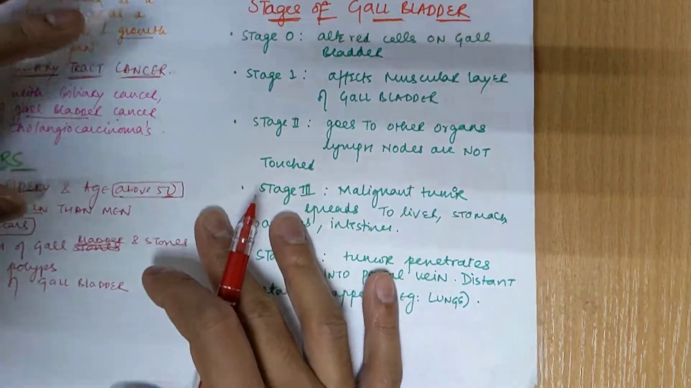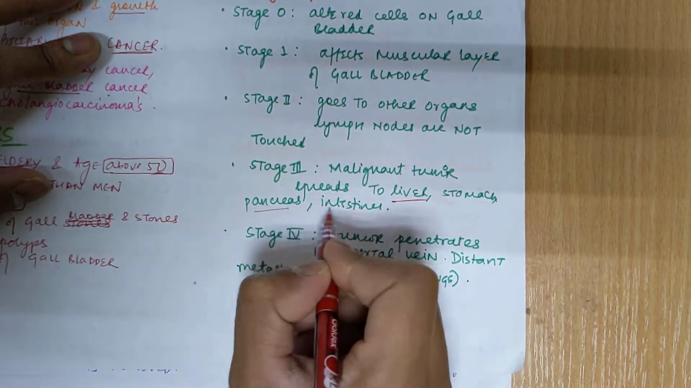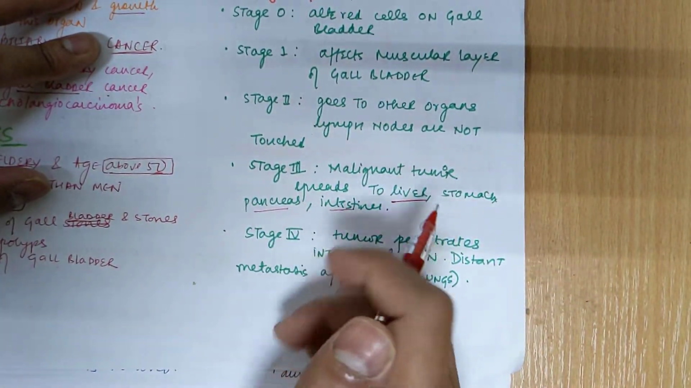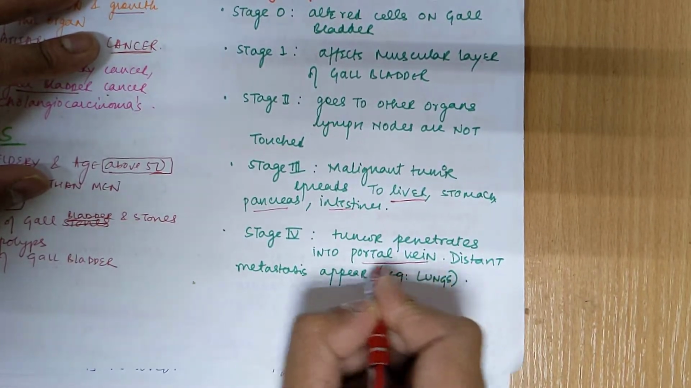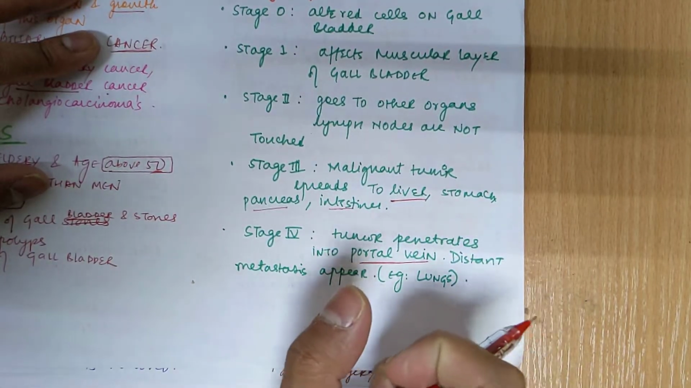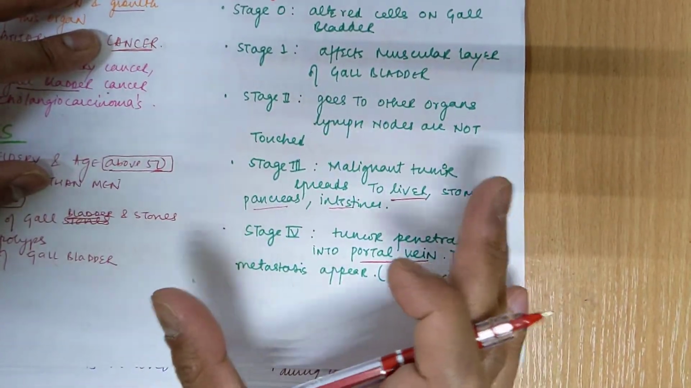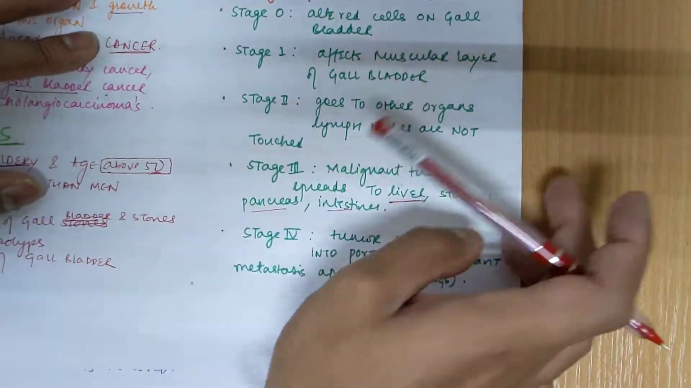lymph nodes. Now stage 3 spreads to the liver, stomach, pancreas and intestine, and may also go to lymph nodes. But in stage 4, the tumor penetrates into the portal vein and distant metastasis appears, for example in the lungs. So distant metastasis develops in the case of stage 4 cancer.